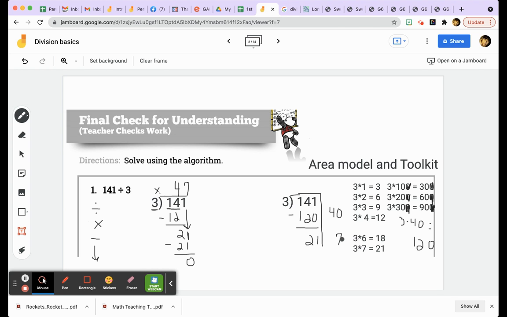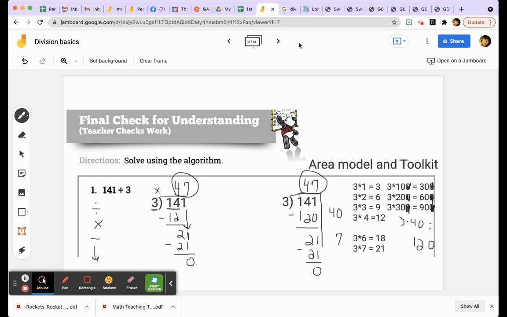And then 7 times 3 is 21. Subtract 0. When I add my partial quotients, 40 and 7 is 47. And again, I have the same quotient, whether I use the standard algorithm or whether I use the area model in toolkit.